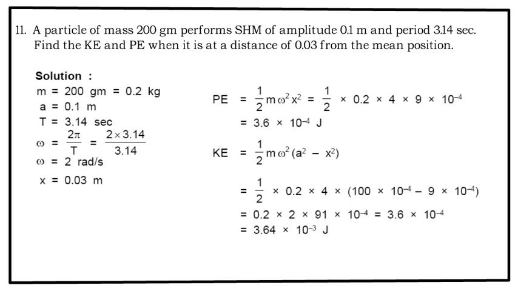Once you put the values of m, omega and x, you get PE is equal to 3.6 into 10 raised to minus 4 joule. Now kinetic energy is equal to half m omega square, a square minus x square. Put the values of m, omega, a and x, you get KE is equal to 3.64 into 10 raised to minus 3 joule.